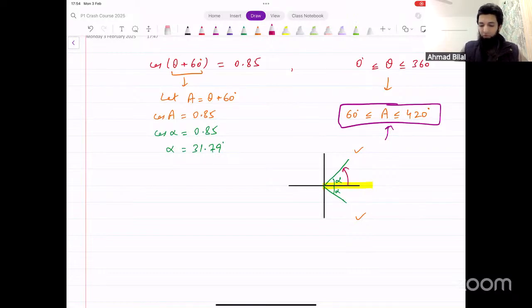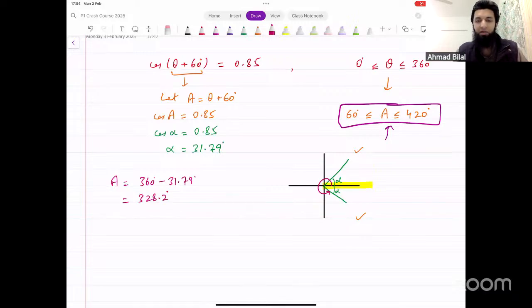Okay, so what do we do then? We go further and we reach this next angle that we get. What's this? This is going to be 360, the angle in a full circle, minus the basic angle, which is 31.79. Put this on a calculator, and that is going to give you 328.2 degrees. That's one possible value for A that you get from this equation.